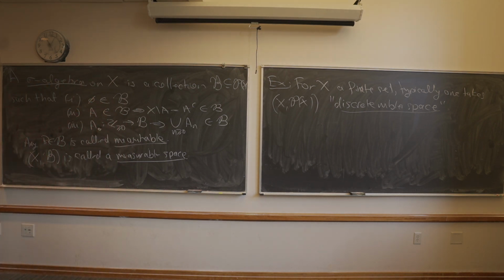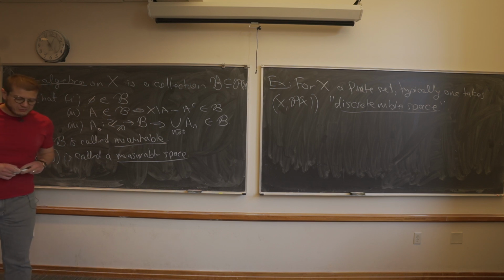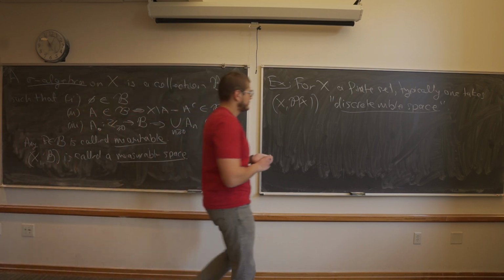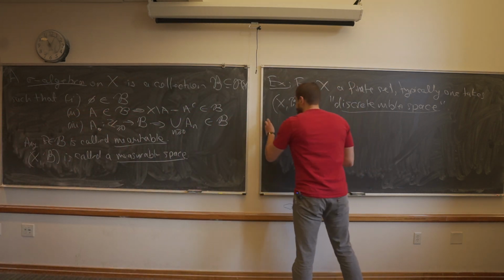Another example that is important is, well, if you were to start with X, a metric space, or rather, let's say that you have a set X and you define a metric on it. The moment you define a metric on a set, you have a notion of open set. And you can look at the smallest sigma algebra that contains all open subsets. And that is what is called the Borel sigma algebra.